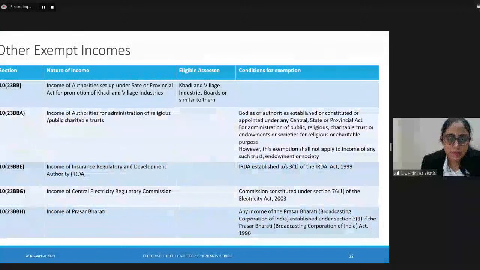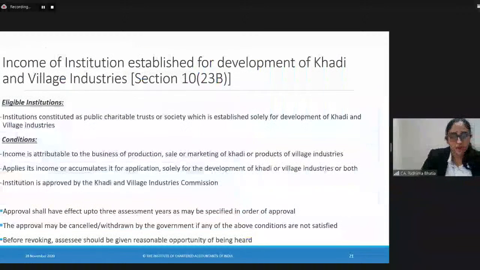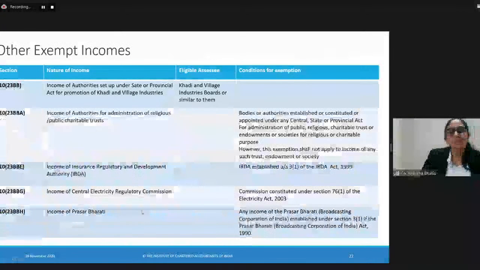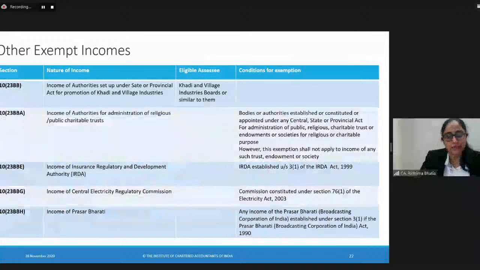Then section 10 clause 23BB, which is for any authority set up by the state provincial act for promotion of khadi and village industry. The above one, 23B(1), is for those set up by the Khadi and Village Industries Commission. Any state authority set up, their income would be exempt. I'll be a bit fast over it because these are general welfare sections which you should have an idea of.